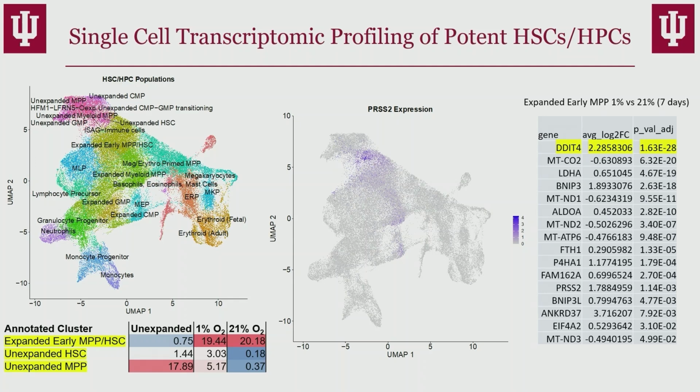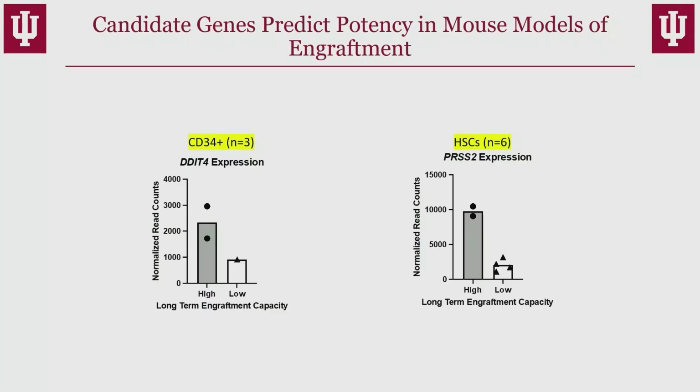It's associated with mitochondrial function, which we know is also very important for stem and progenitor cell potency. And to pursue this a little bit further, we then looked, do they actually predict potency? And this is using mouse models, so take that with a grain of salt. What we found was if we looked at CD34 cells overall, DDIT4 expression, those that were highly expressing actually had higher engraftment in mice compared to those that had lower expression, which had lower engraftment.